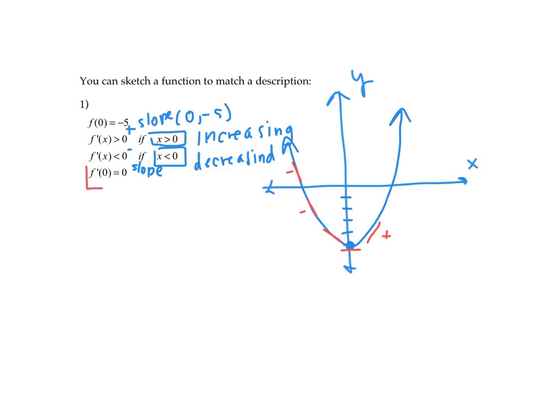This last piece, f prime of 0 being equal to 0, tells us that our function is defined everywhere. So this means that we have a soft curve. It comes in, goes to that vertex, and then curves around and starts increasing.